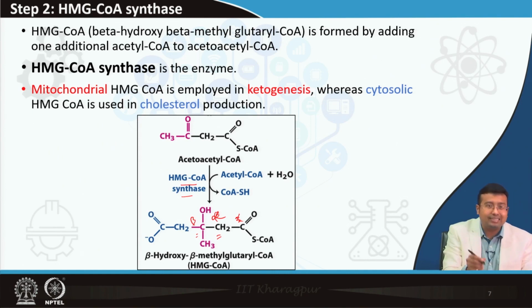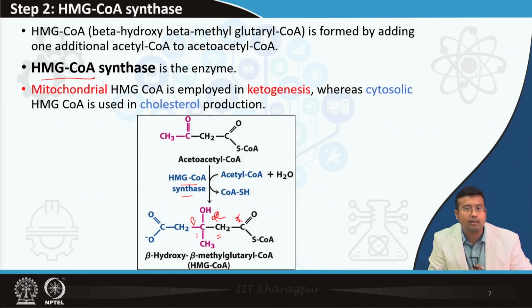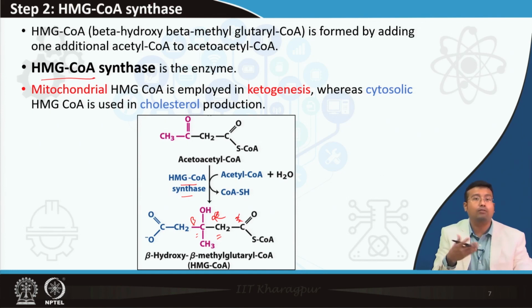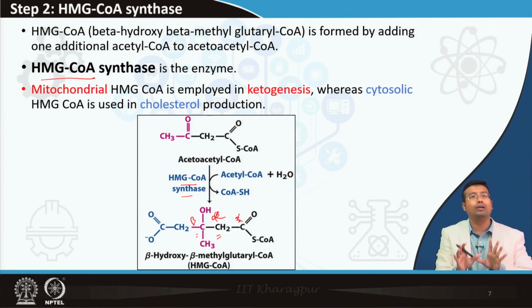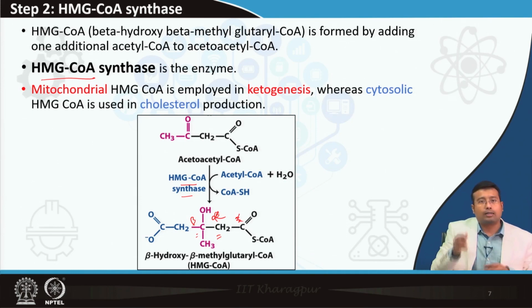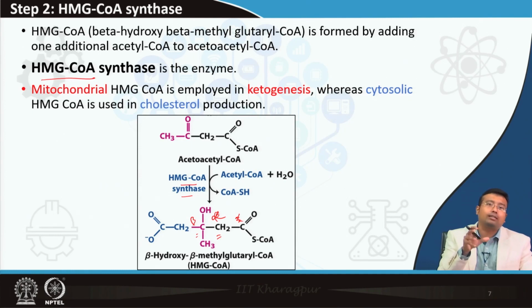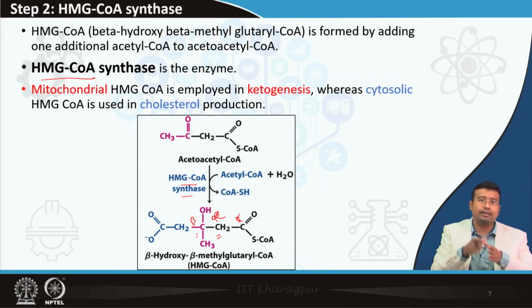Now, you will find this name HMG CoA in other areas, okay, in other metabolic cycles, in one very close upcoming cycle, that is cholesterol metabolism. The same name HMG CoA will be found, but we should note that the cholesterol metabolism actually happens in cytoplasm or cytosol. So, the HMG CoA that is found in cytosol is actually used for cholesterol production, but here we are discussing mitochondria, right. The mitochondrial HMG CoA is directed towards synthesis of ketone body, right.